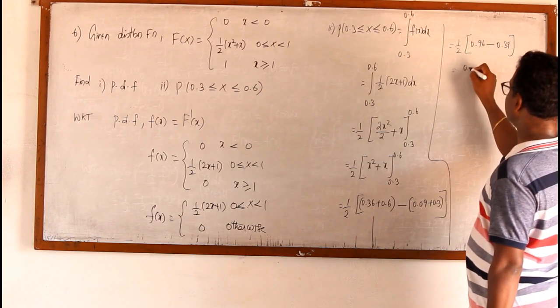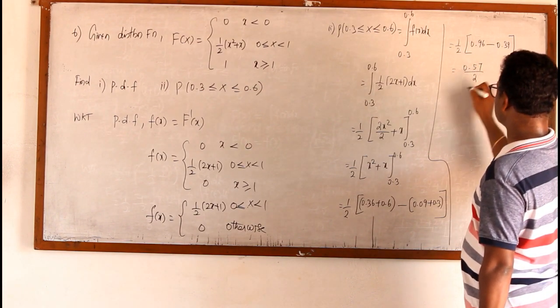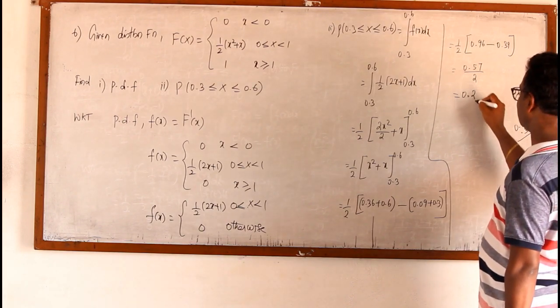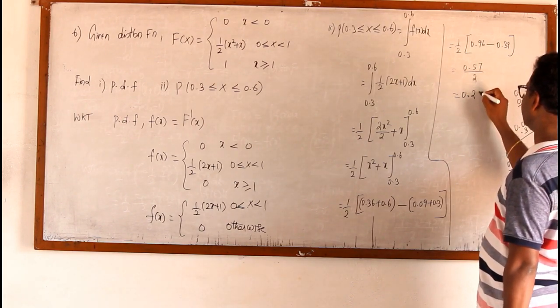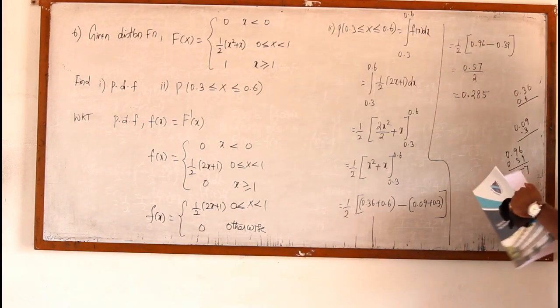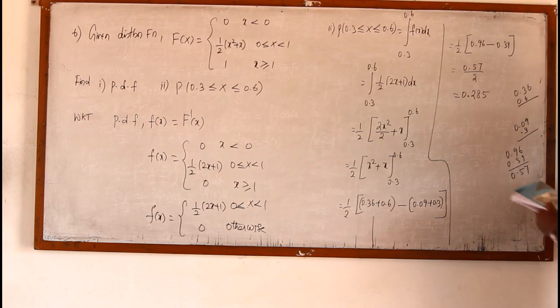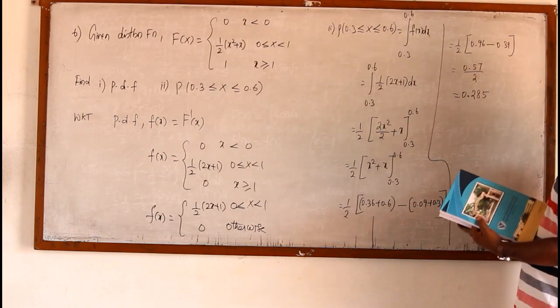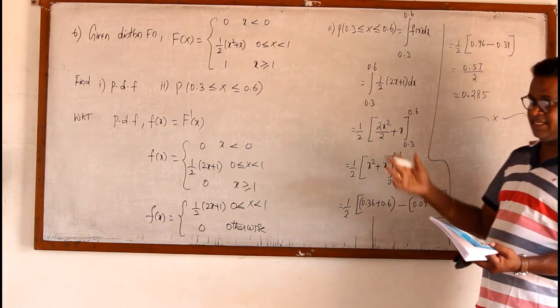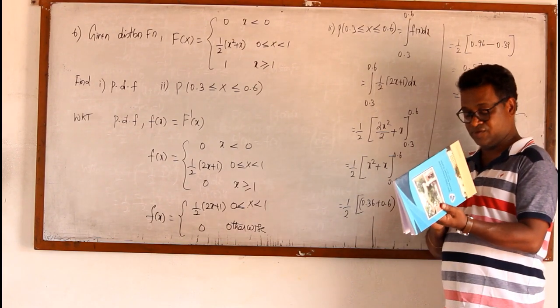It is 0.57 by 2. When we divide, it is 0.285. So this is the answer. So with that, exercise 11.3 is over. Now we shall see exercise 11.4. Thank you.